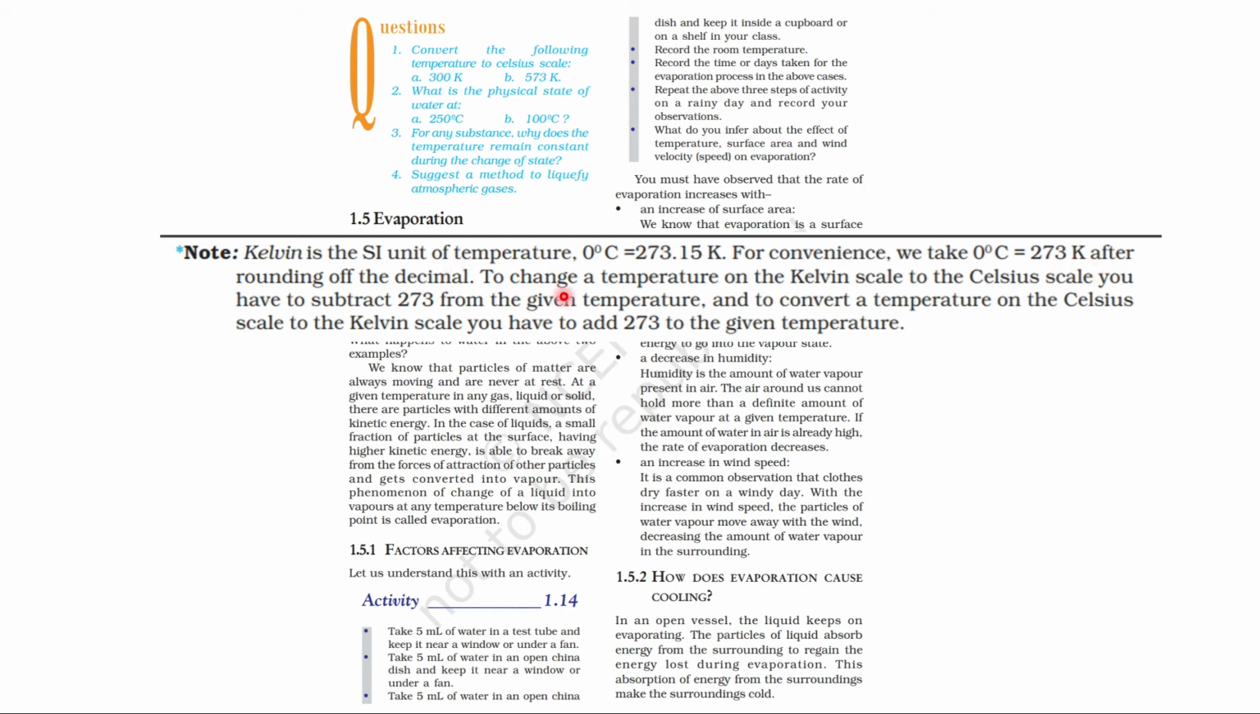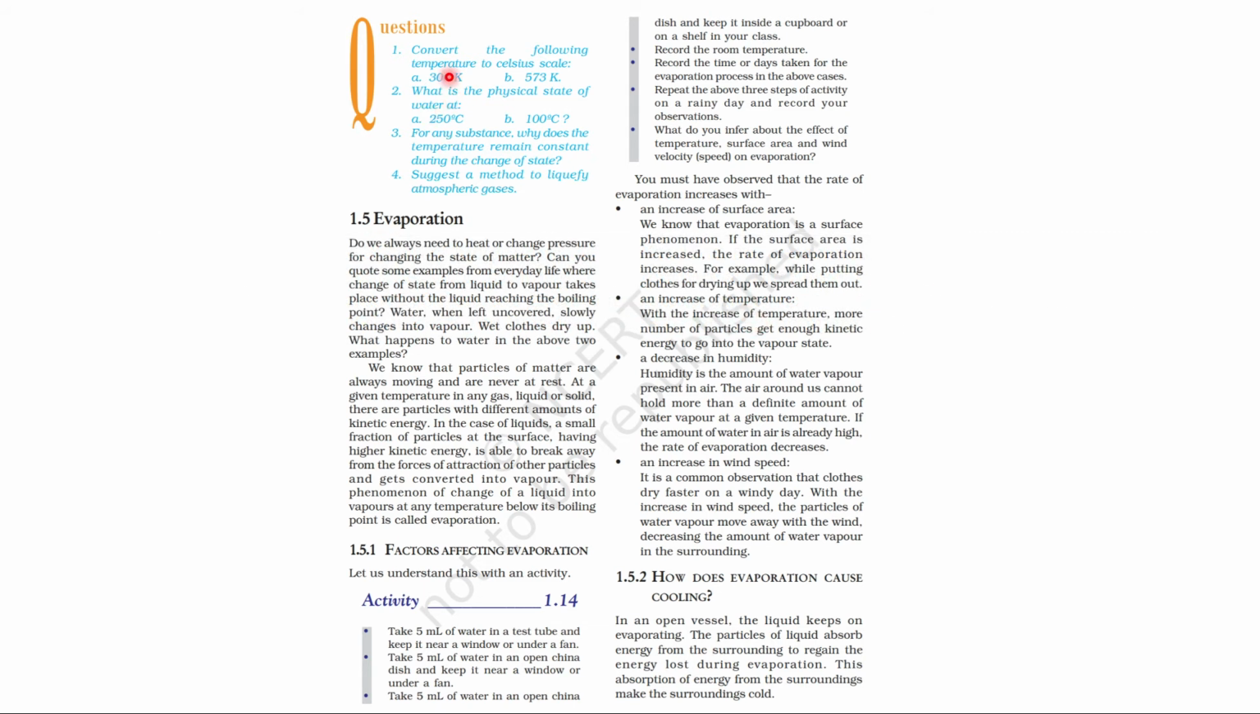To change your temperature on the Kelvin scale to the Celsius scale, you have to subtract 273 from the given temperature, and to convert your temperature on the Celsius scale to the Kelvin scale, you have to add 273 to the given temperature. So here 300 Kelvin is equal to 300 minus 273 degrees Celsius, that is equal to 27 degrees Celsius. So first answer, 27 degrees Celsius. Second one, 573 Kelvin, that means 573 minus 273 degrees Celsius, that is equal to 300 degrees Celsius.